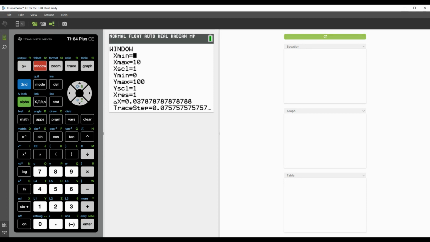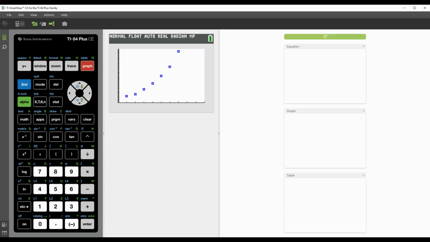Make sure your window fits the data. So I made mine from 0 to 10. I really only need to go up to 7, but I just always give it a little bit of wiggle room. And my y data needs to go up to 96, so I just made it an even 100. Hit graph, and then you can look at the data.